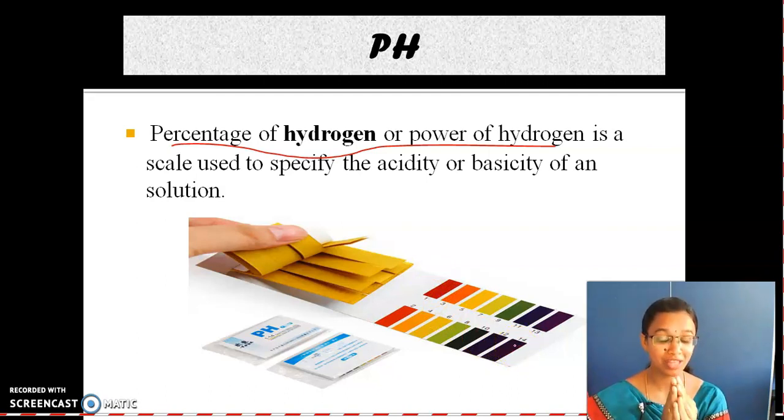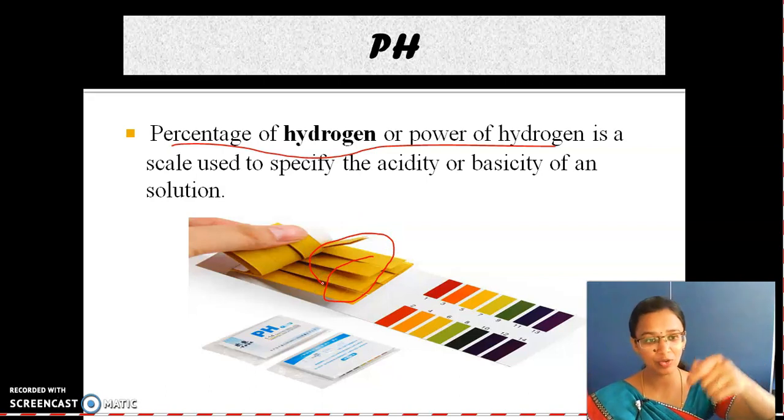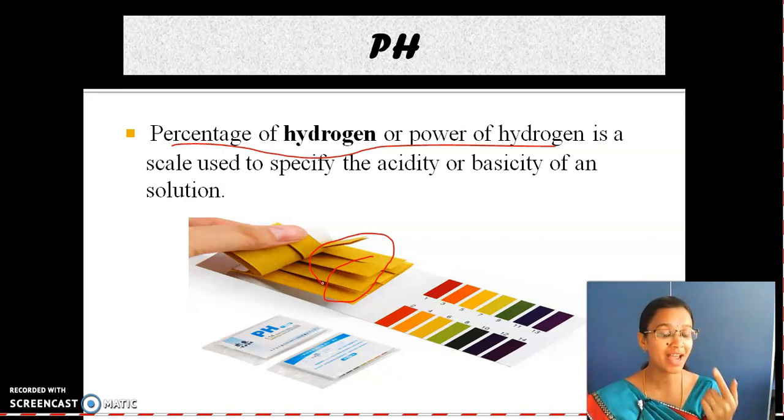If you want to know the pH value of water, that is the percentage of hydrogen in water, you need to take this pH paper. We need to dip it in that solution, and you can observe a color change when it is dipped inside. After that, taking it out, you need to match it with the chart to see which color it exactly matches.